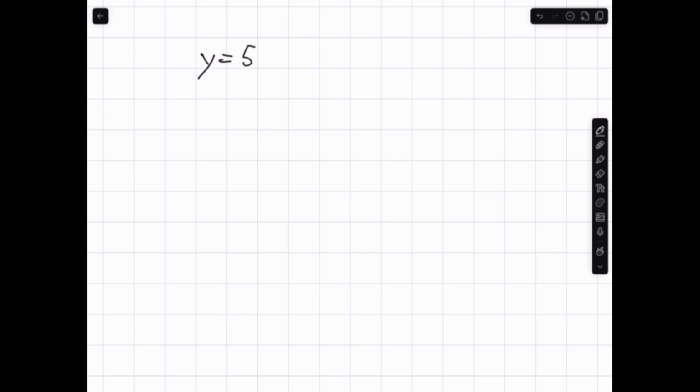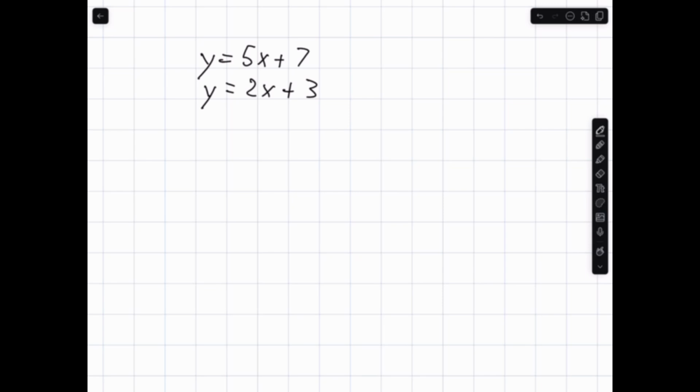y is equal to 5x plus 7, and this is one of the lines. Another line could be y is equal to 2x plus 3. To find the intersection point between the two lines, we have to find what values of x and y work so that both of these equations are satisfied, right?